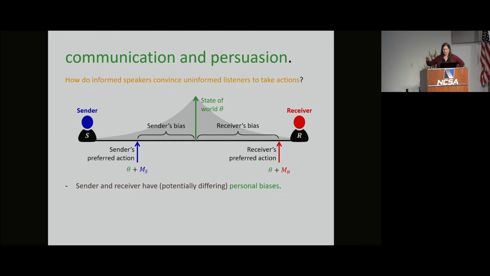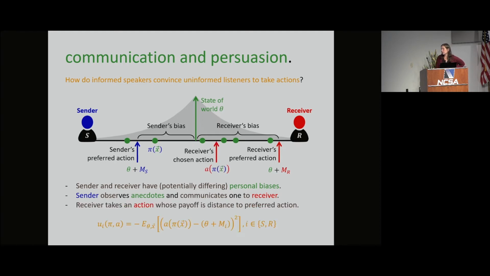So the sender and receiver are going to have potentially differing personal biases. And the sender is going to observe anecdotes and pick one to communicate to the receiver. The receiver is then going to take an action, and this action generates a payoff for both the sender and the receiver, which is the distance from the action that the receiver took to that corresponding agent's preferred action. Okay, so the action is payoff relevant for both the sender and the receiver.